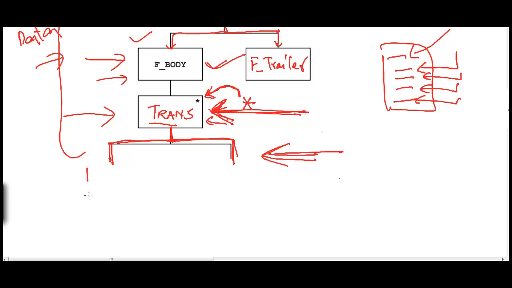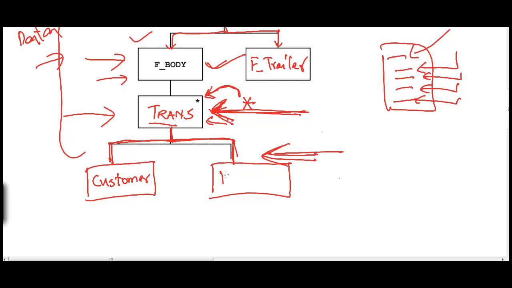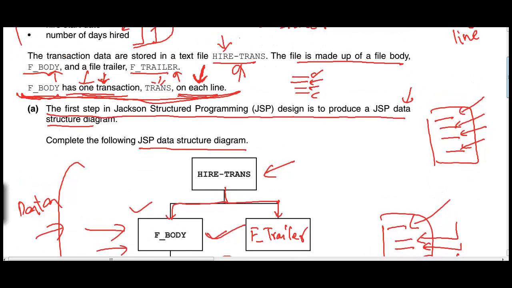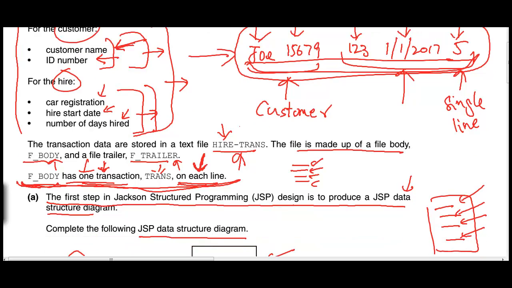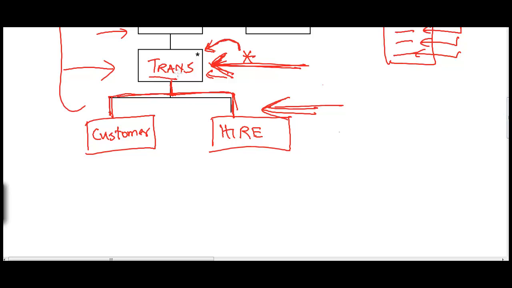When a transaction occurs, this is the data that is saved, and the data that is saved is basically of two types. There is customer related data, and there is hire related data. These are the two kinds of data that are going to be saved for a single transaction. So what kind of data are we storing about the customer? We are storing the customer name and his ID number. So here's what we've said. In a transaction, we are storing two types of data: the customer data and the hire data.